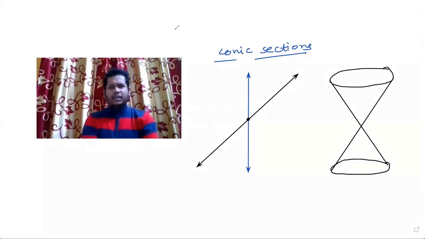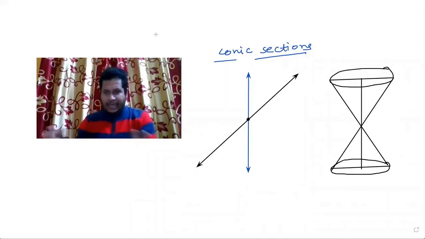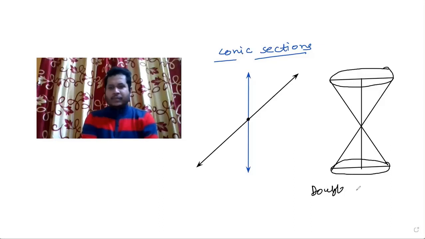Now you all have done cones in class 10, so you all know what right circular cones are. If I observe this figure, I think you all will be able to understand that this is a right circular cone, but not one right circular cone. There are two right circular cones, right? So that's why this as a whole is called a double right circular cone. That is pretty clear to all of us.